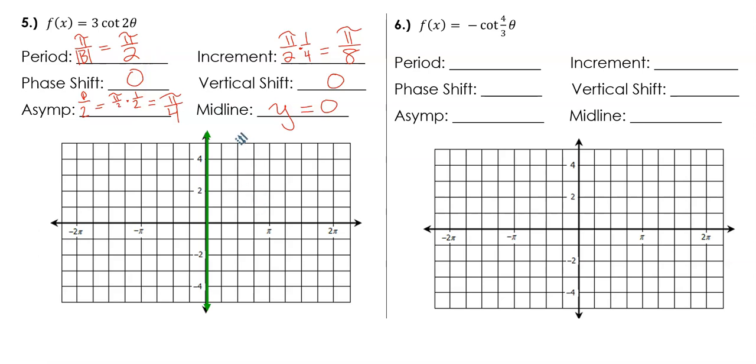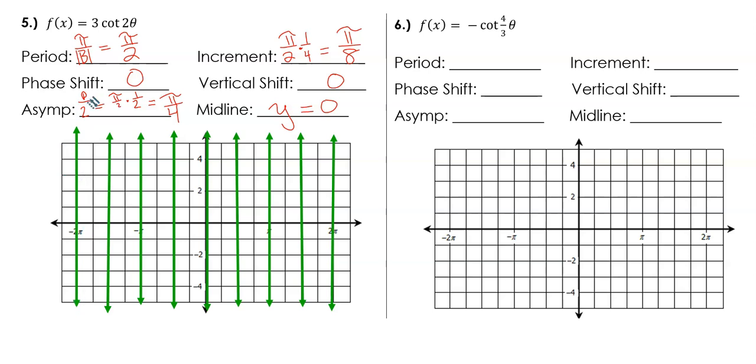So that means I'm going to come over here and draw another asymptote. Then I'm going to go pi over 2 further and draw an asymptote, and then another pi over 2, and then another pi over 2. And we're going to do the same thing on the other side. We're going to go pi over 2, pi over 2, pi over 2, and pi over 2.